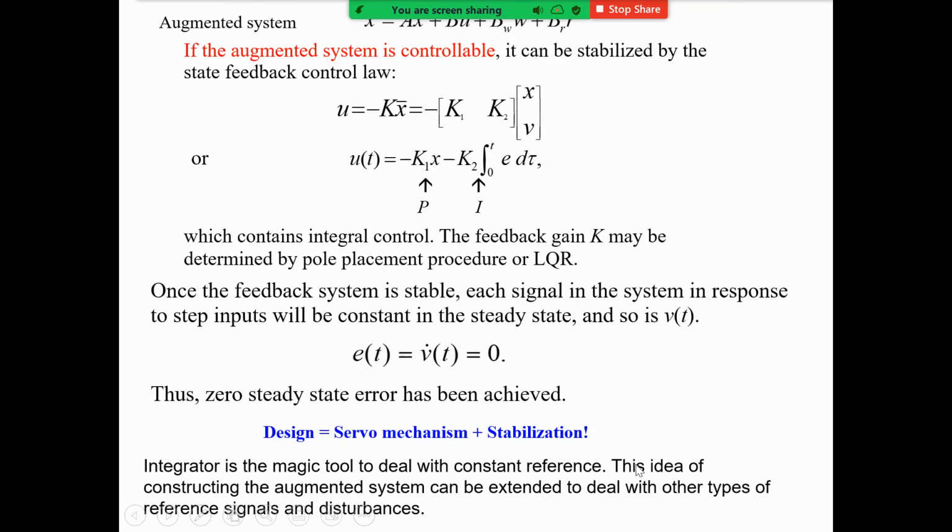And that is also the idea. You can deal with other types of reference signal. Of course, we don't have time, and we are not going to examine you on that: how to do it for other types, or for the multiple input case. So as long as you know how to do it with the constant case, that will be good enough.